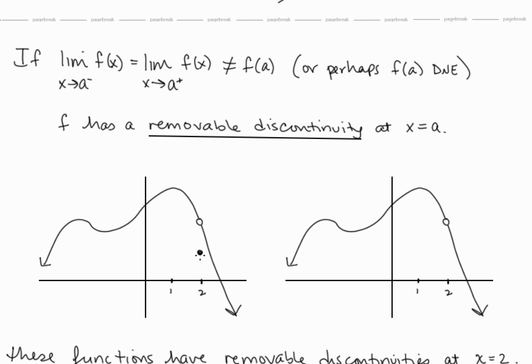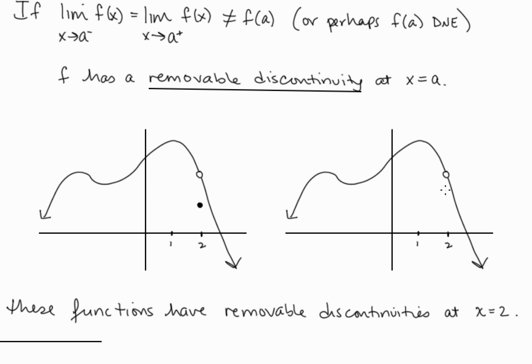That's called a removable discontinuity, because we could get rid of the discontinuity by just redefining the function's evaluation at this one point. Similarly here, the two-sided limit exists as x goes to 2, but f of 2 is not defined. So again, we have a removable discontinuity at x equals 2.